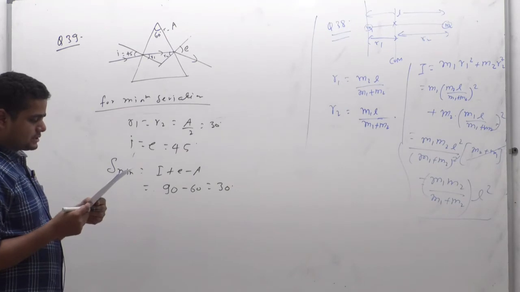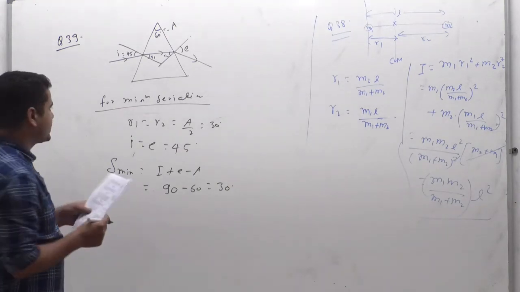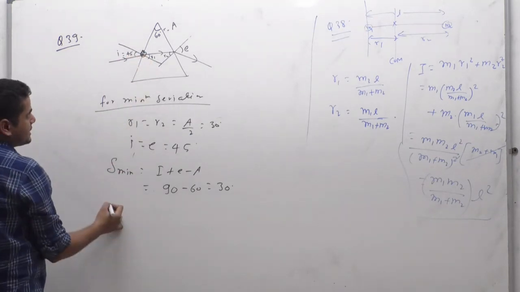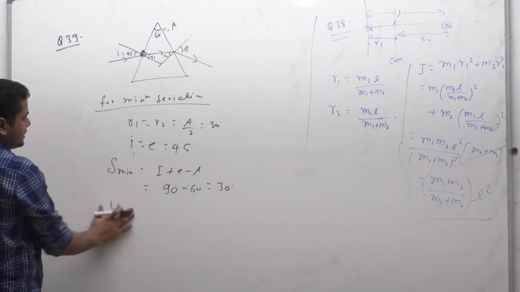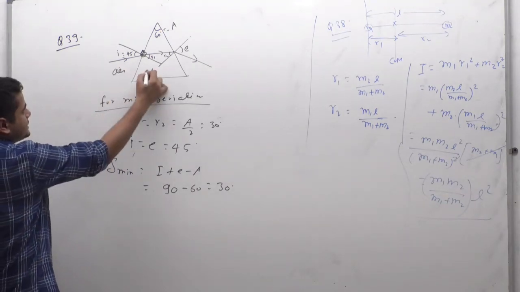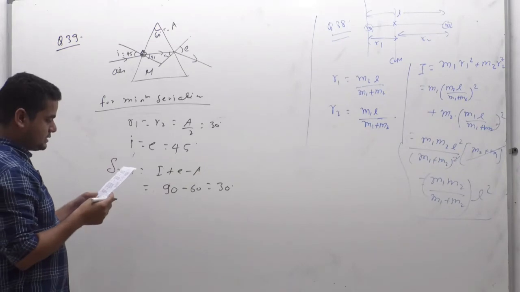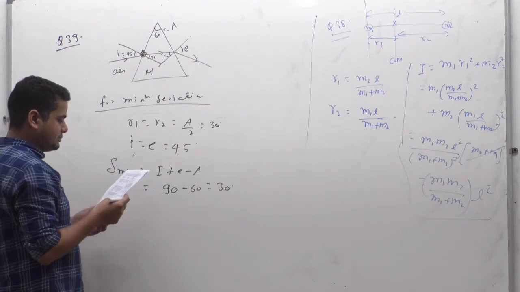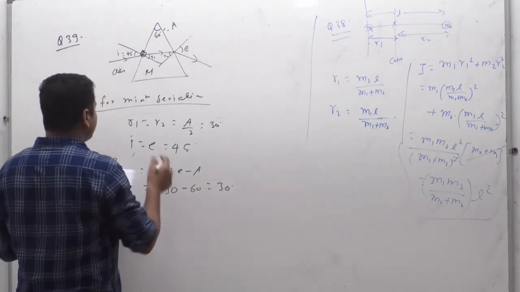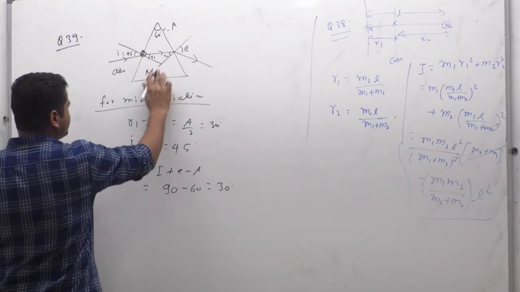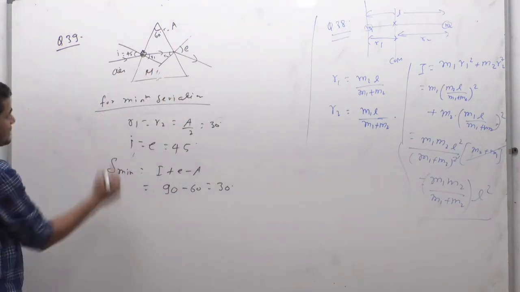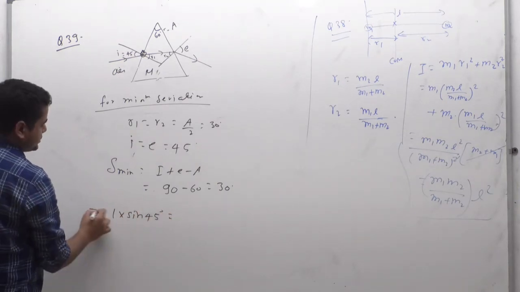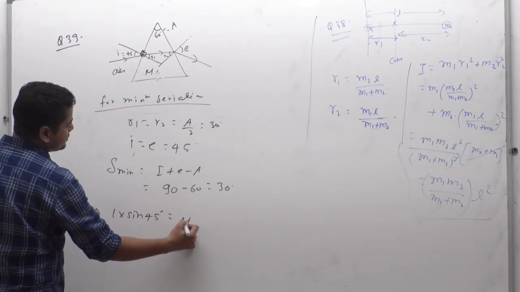What next have they asked us? They have asked to find the refractive index of the medium. For the refractive index, apply Snell's law at this particular point. So this is the air part, and this is glass. We have to calculate mu, so let us assume mu and apply Snell's law. Air is 1, so mu1 sine 45 degrees equals mu2 sine r. What is mu? We don't know. Mu of the glass is mu.